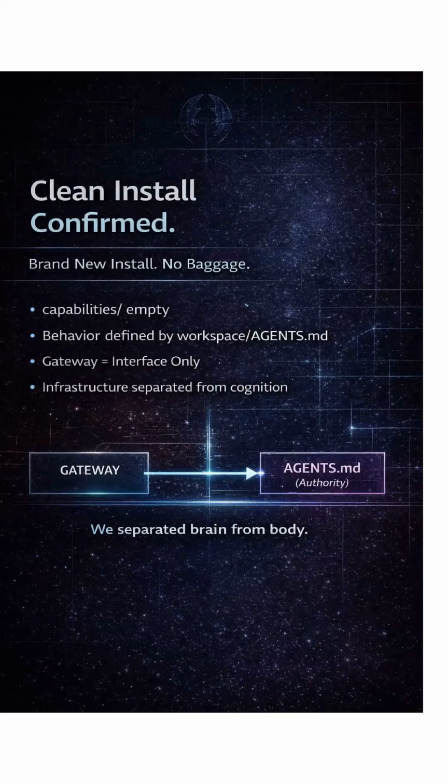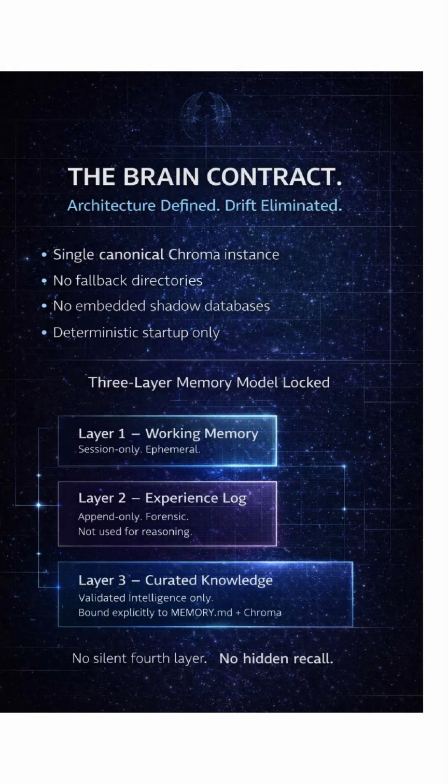At the heart of this rebuild is the brain contract. It's a 3-layer memory model with crystal-clear characteristics. No hidden recall. Everything is explicit and traceable. This contract defines exactly how our system thinks and remembers.